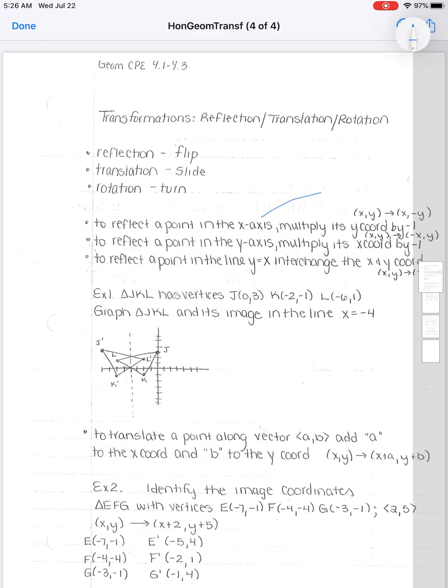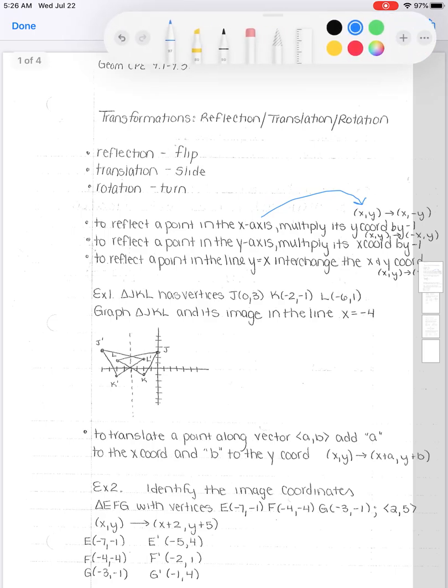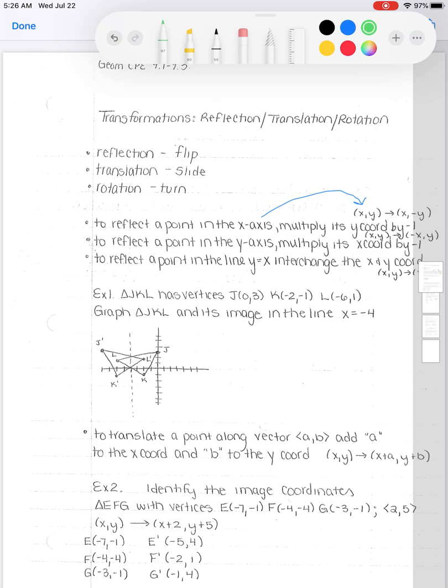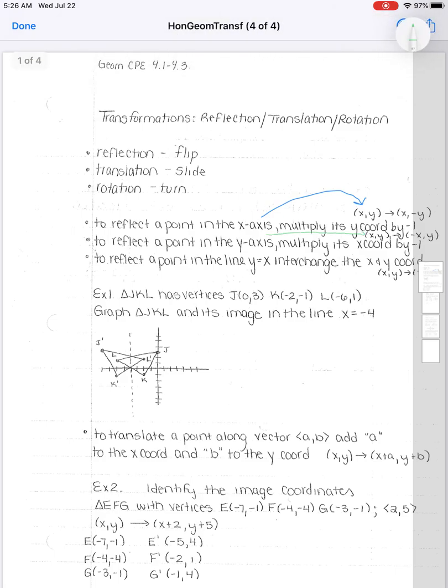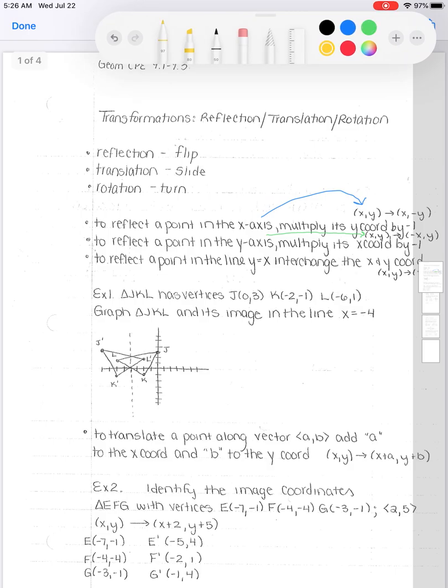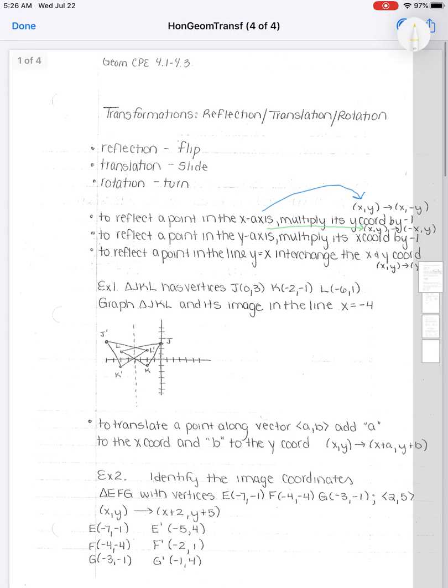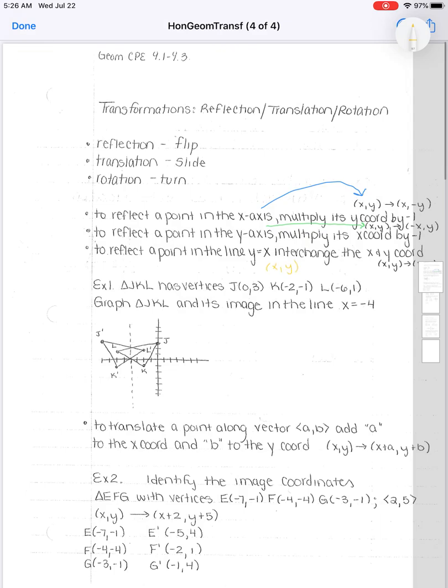So when we talk about a reflection, there are 3 types of reflections that you're going to see in this class. There are many more, but these are the 3 that we're going to focus on. So you can reflect a point in the x-axis, which means you're going to multiply its y coordinate by -1. So the rule for the x-axis would be right here. You're going to start with the point (x, y), and then it's going to become (x, -y). When you reflect something over the y-axis, basically we're taking the x coordinate and multiplying it by -1. So the rule is you're going from (x, y) to (-x, y).